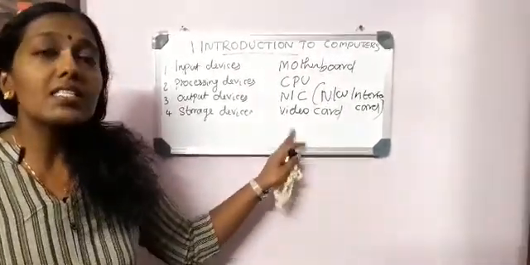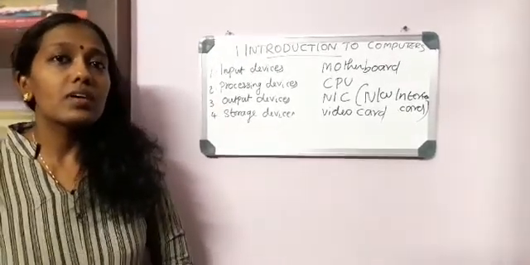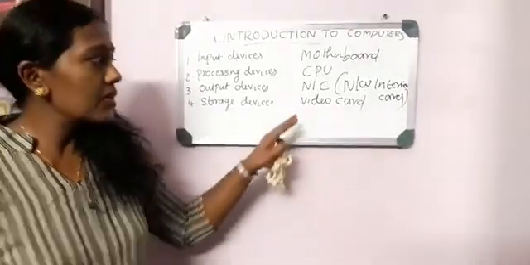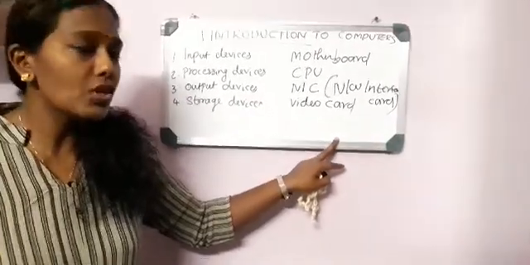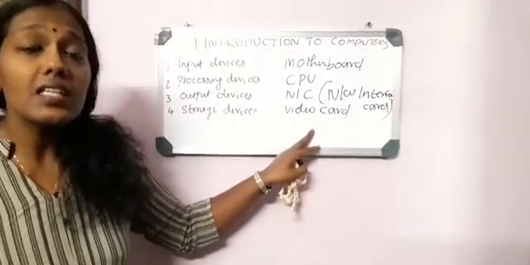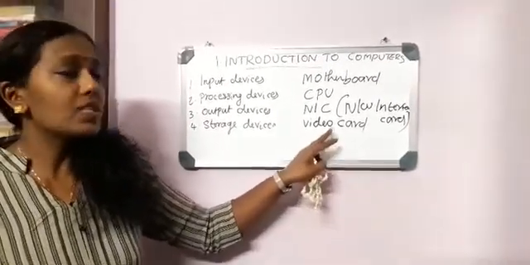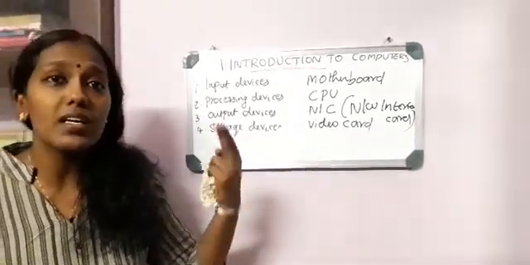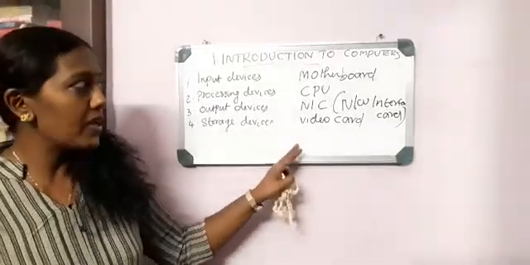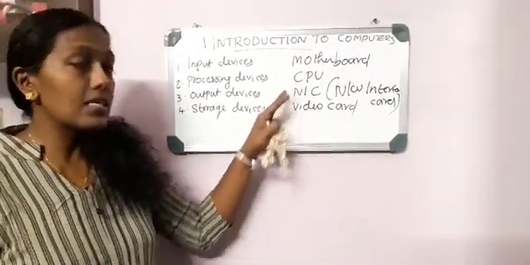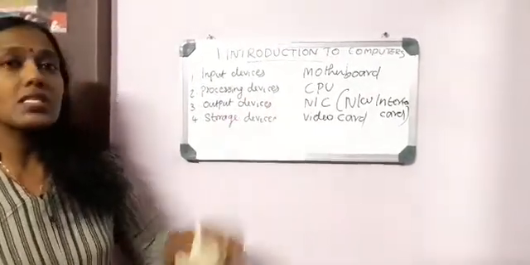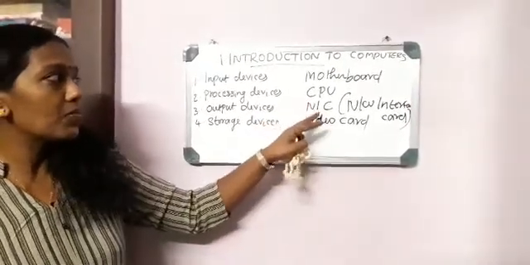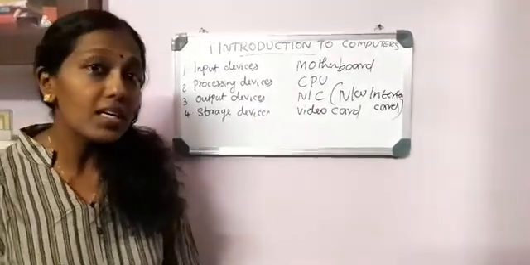The next one is video card or graphic card. This video card is used to generate the output to display. So these are the different processing devices: motherboard, CPU, NIC, video card or graphic card.